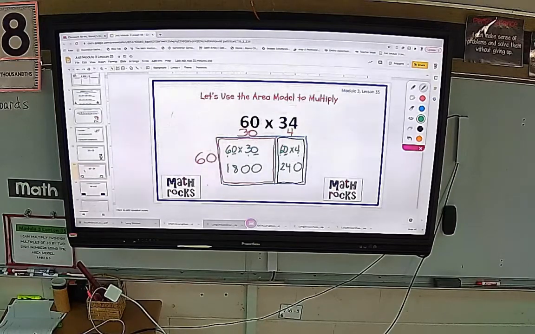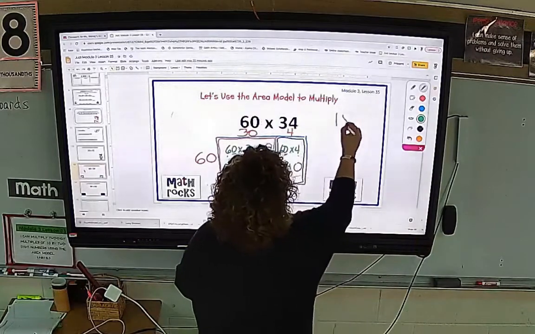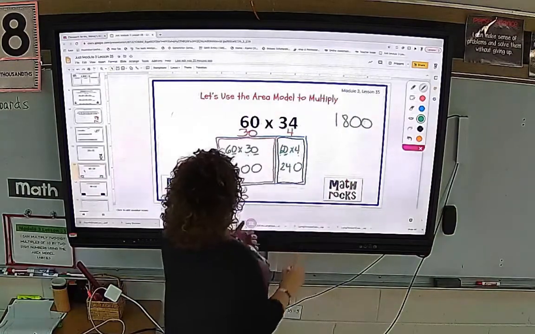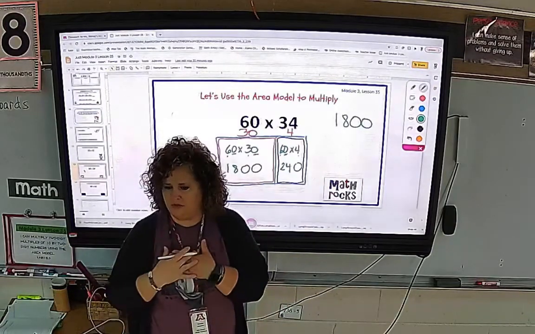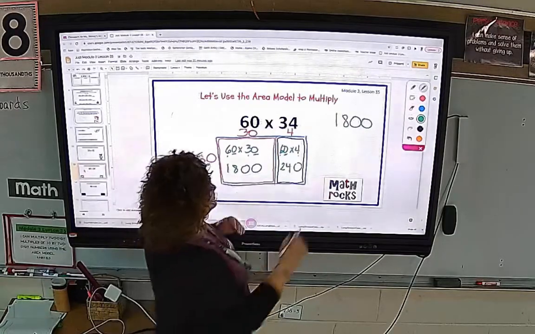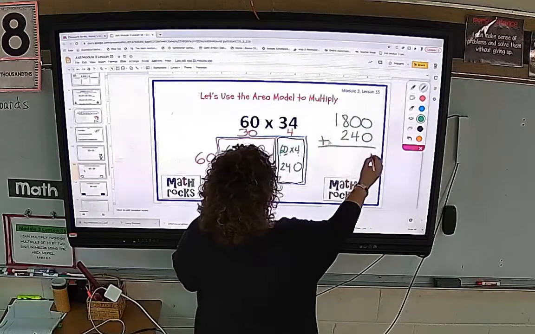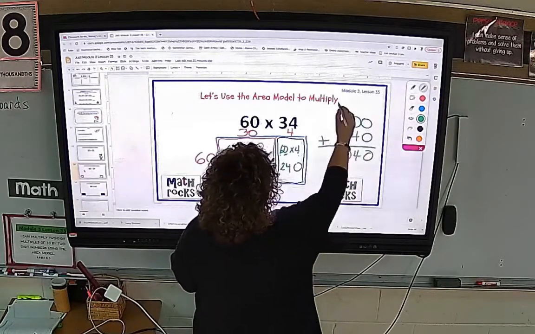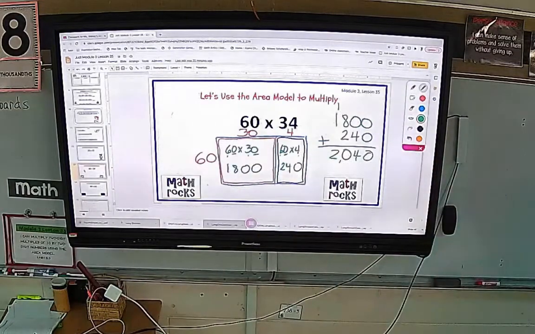What's left? Okay, I have had people with this model, this strategy, forget to add up all the pieces. That's very, very important, or you won't have a total that's correct. It's great if you can figure out the pieces, but I need to know that you know it's all of it together. So we've got 1,800, and we've got 240. Make sure you line them up correctly and just add them. And 2,040 is our answer. Okay.